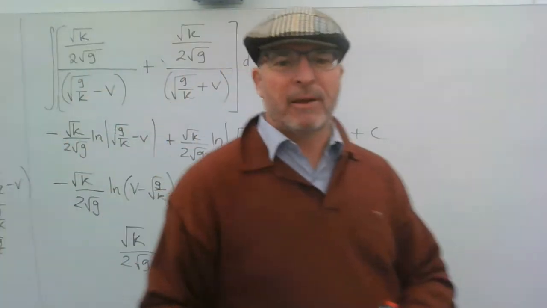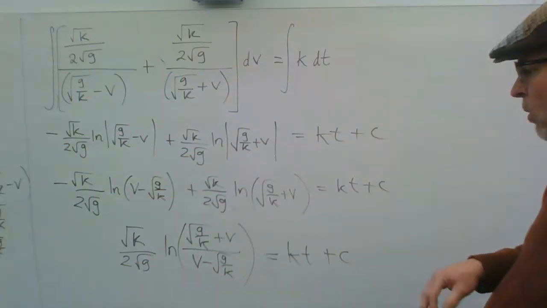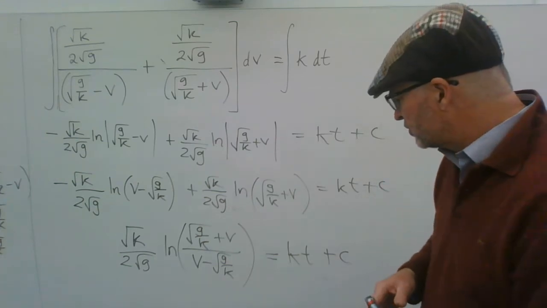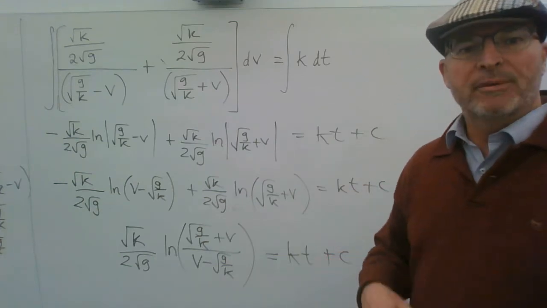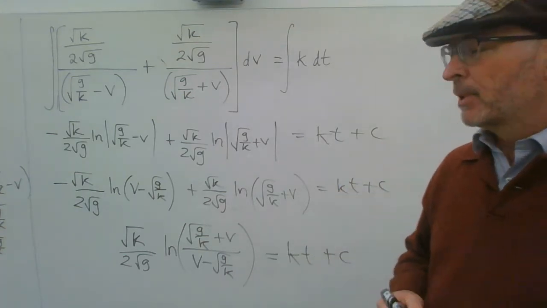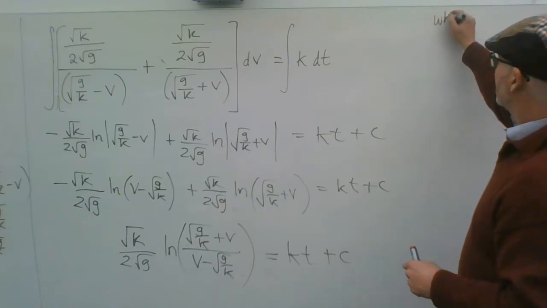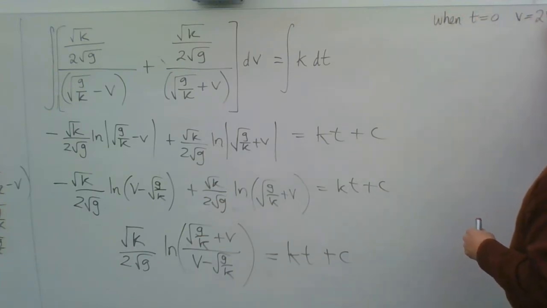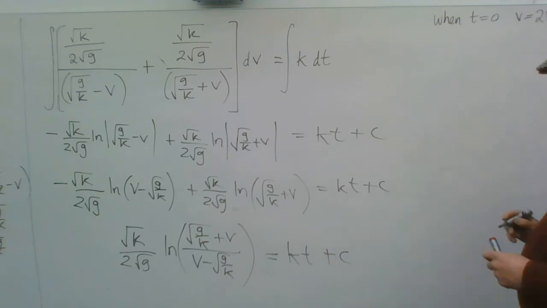So it'd be nice to figure out what c is. Well, we know some initial conditions. We know when t equals 0, we've got twice the terminal velocity. So when t equals 0, v equals 2 vt, and we know the terminal velocity is root g on k.